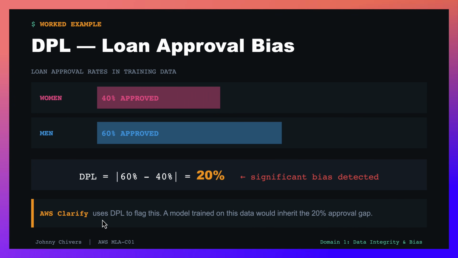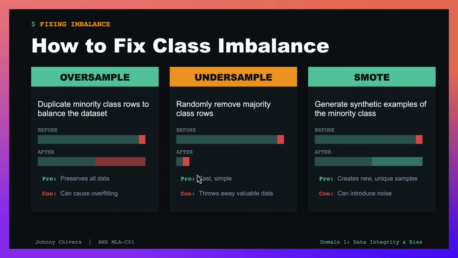AWS Clarify uses DPL to flag this. A model trained on this data would inherit the 20% approval gap. So if we train this, and it may or may not be a problem, but if we train this, we would definitely see influence and bias, because only 40% of women get their loan approved versus 60% of men. So there's a 20% difference there. And that's really important.